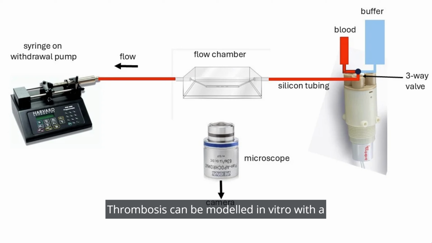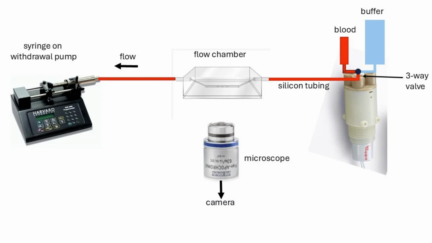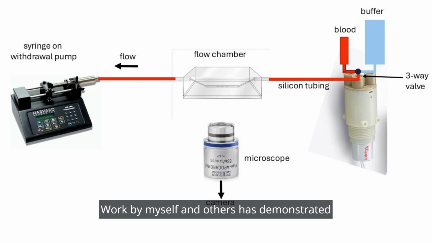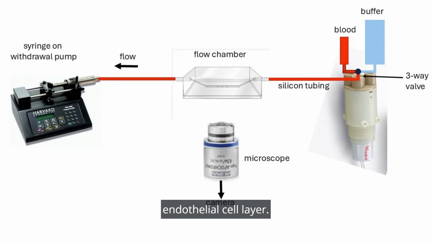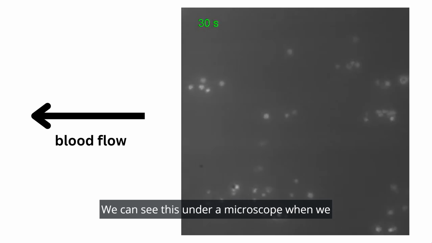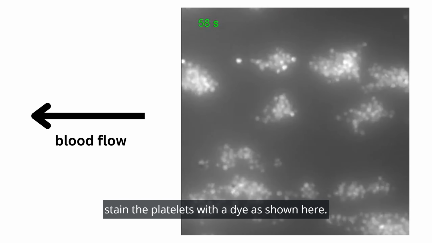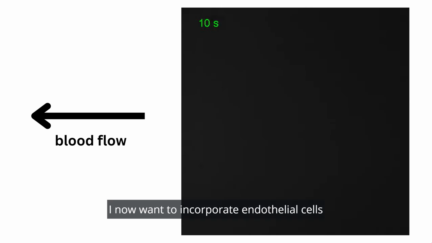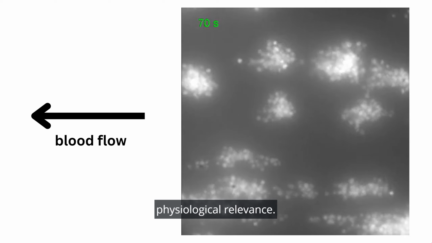Thrombosis can be modelled in vitro with a flow chamber, where a pump is used to pull blood through a chamber containing a glass cover slip. Work by myself and others has demonstrated thrombus formation when blood is poured over a cover slip coated with substances such as collagen, which is found in the matrix underneath the endothelial cell layer. We can see this under a microscope when we stain the platelets with a dye, as shown here. I now want to incorporate endothelial cells into this model to build on the physiological relevance.